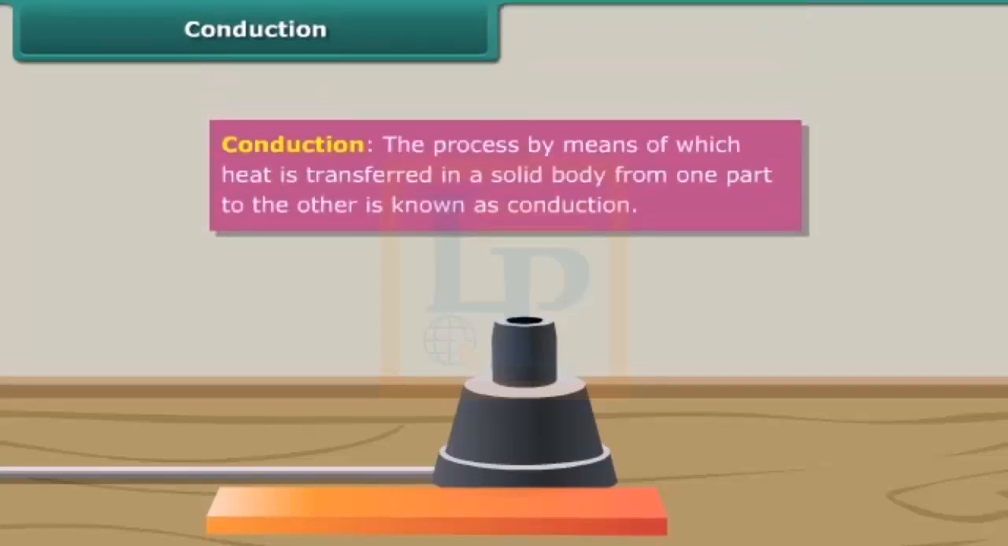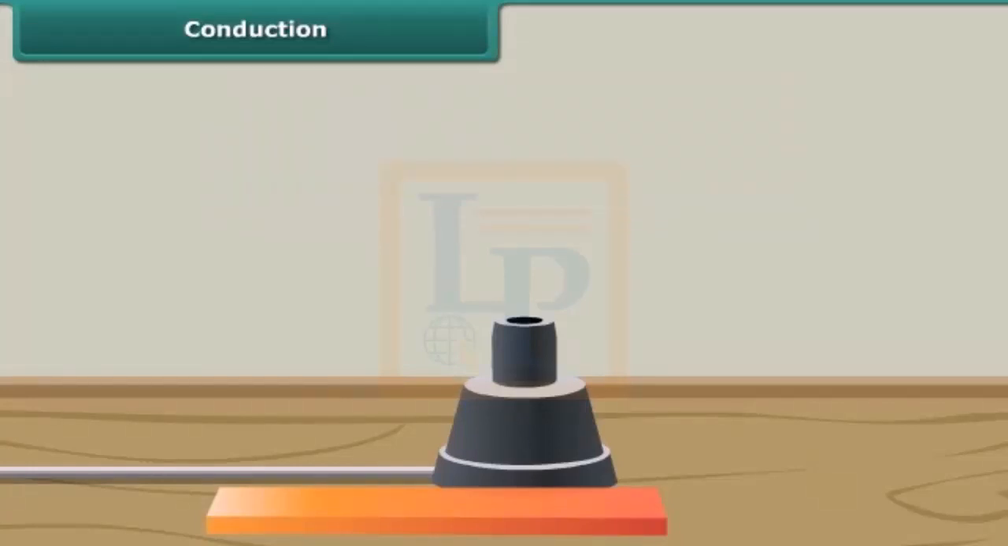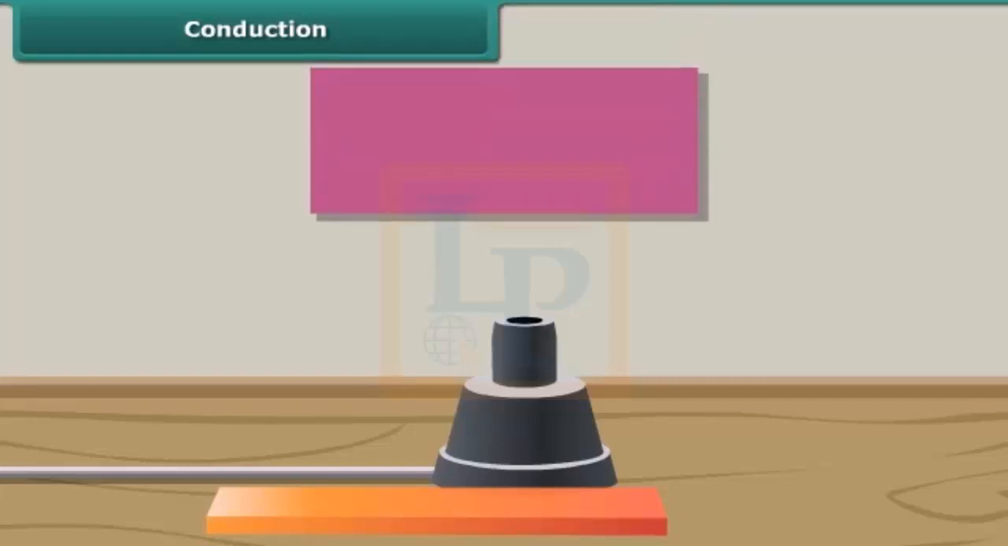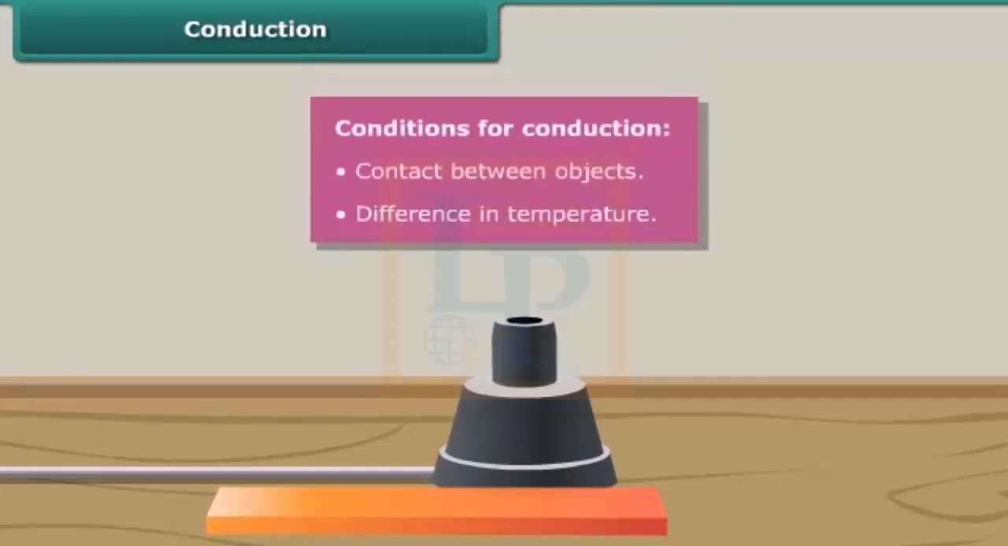The process by means of which heat is transferred in a solid body from one part to the other is known as conduction. Conduction happens mainly in solids. Note that conduction is not possible in vacuum. Remember that there are two important conditions for heat to be conducted from one body to another. These are: the two objects should be in contact and their temperatures should be different.